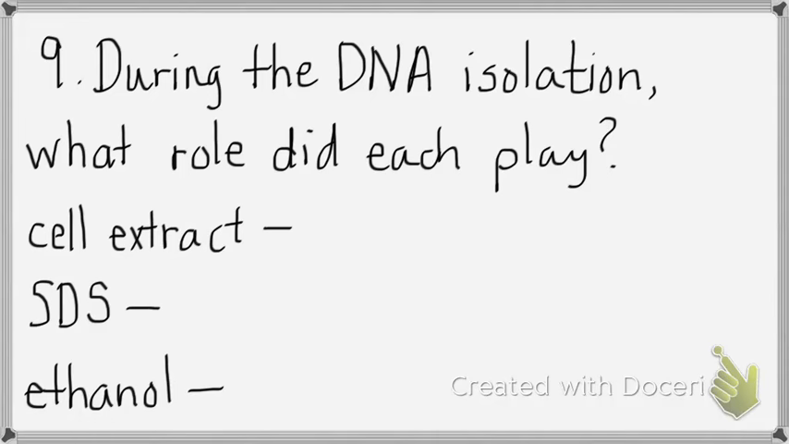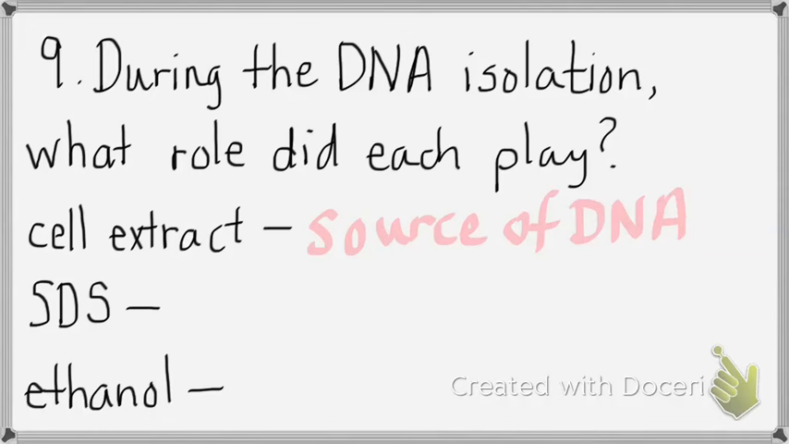Okay, so we had some banana cell extract on our table that day. We also had SDS and we had ethanol, which is an alcohol. And we did a DNA extraction or DNA isolation technique that day. And we had to figure out why we needed those three ingredients. What role did each ingredient play? So why did we need the banana cell extract? Yeah. That's our source of DNA. You can't extract DNA unless you have DNA.